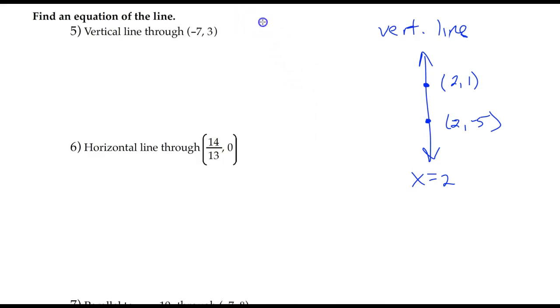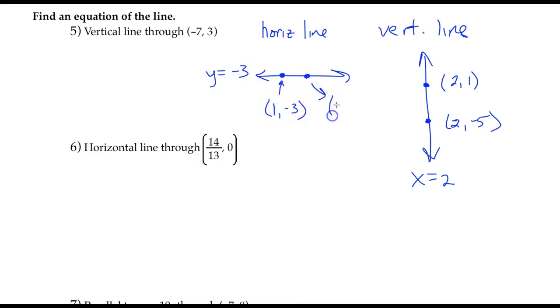Similarly, for a horizontal line, we know that the y coordinates are the same. So if this was the line y equals -3, then this could be the point 1, -3, and this could be the point 3, -3. Okay. So with horizontal lines, it's always y equals whatever the y value is. For vertical lines, x equals whatever the x coordinate is.